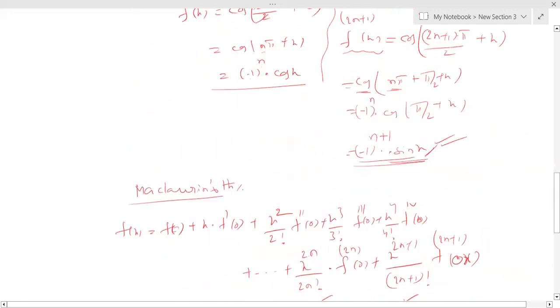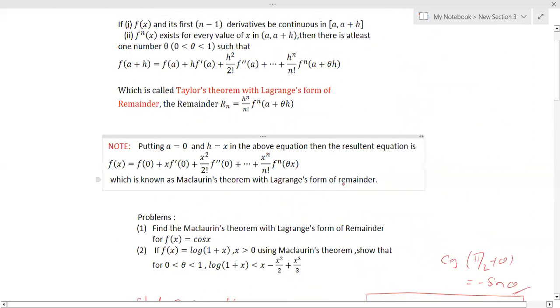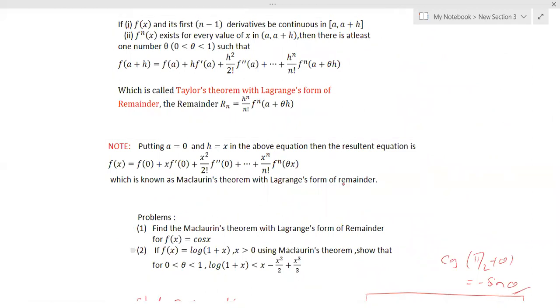Next, we will go for the next problem. See, the next problem is a somewhat difficult task. Log of 1 plus x using Maclaurin series. For theta between 0 and 1, you show that log of 1 plus x is less than x minus x square by 2 plus x cube by 3. That means we require at least 3 terms.